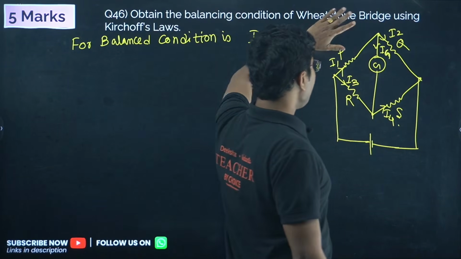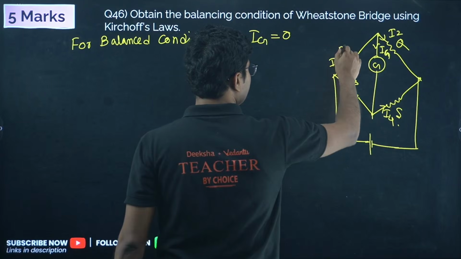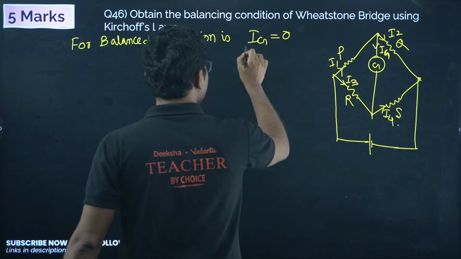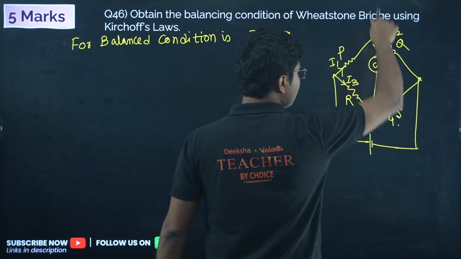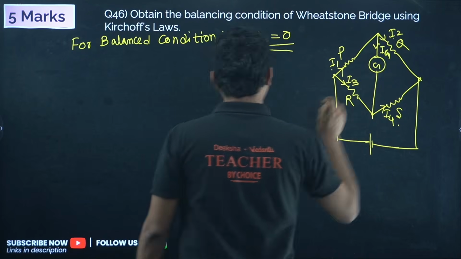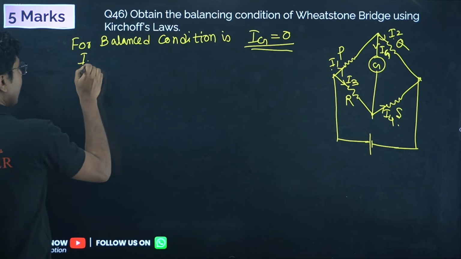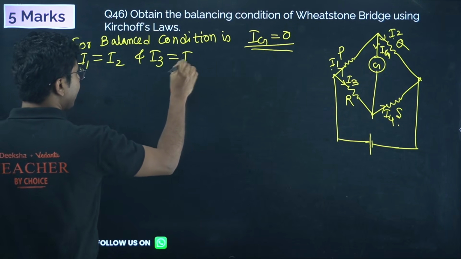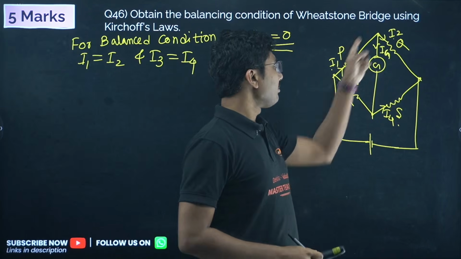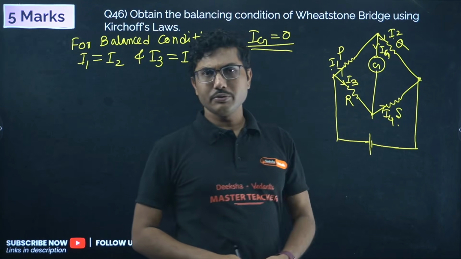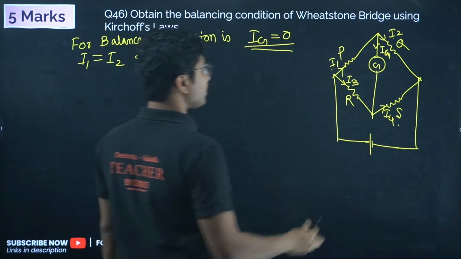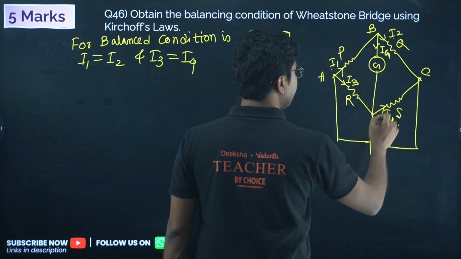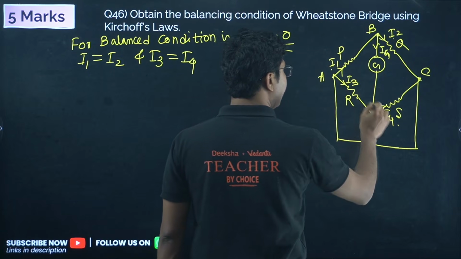Okay, now what to do? Obviously we will first apply Kirchhoff's law in this loop. Obviously if IG equals 0, that means no current is passing in this direction, so I1 and I2 should be the same. So I1 must be I2 and I3 must be equal to I4, right? So I1 must equal I2 and I3 must equal I4. Now if we apply Kirchhoff's law in the loop, say A, B, C, D, we will apply it in the A, B, D, A loop.